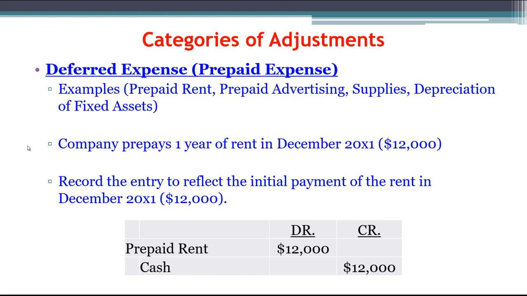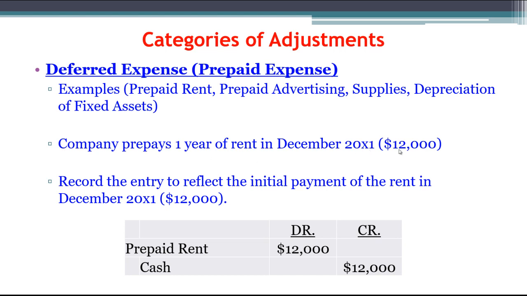So we have a cash transaction first, but then the adjusting entry is used to reflect how much of that asset we've used up. Some examples would be prepaid rent, prepaid advertising, supplies, that's an asset that we haven't yet used up, depreciation of fixed assets, more or less the fixed assets are the prepaid, and then depreciation is the adjusting entry.